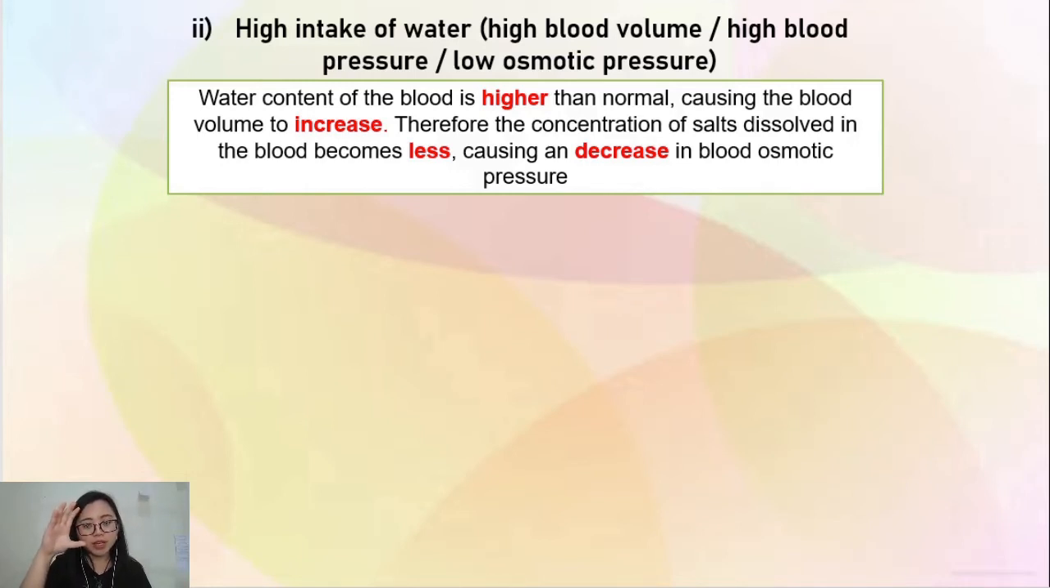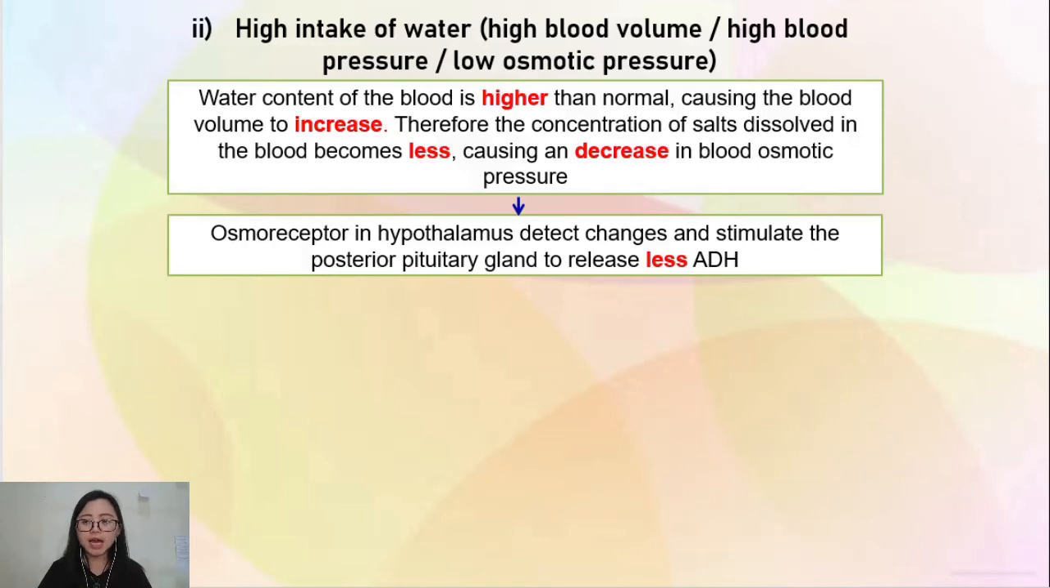Sekarang kandungan air semakin banyak, kandungan garam sama saja. So technically your blood is lebih cair. Darah kamu jadi lebih cair, dia lebih dilute. Therefore we can say concentration of salts dissolved in blood become less, thus causing a decrease in blood osmotic pressure. What happens after the blood osmotic pressure decrease? Osmoreceptor in the hypothalamus will detect changes and then stimulate the posterior pituitary gland to release less ADH.